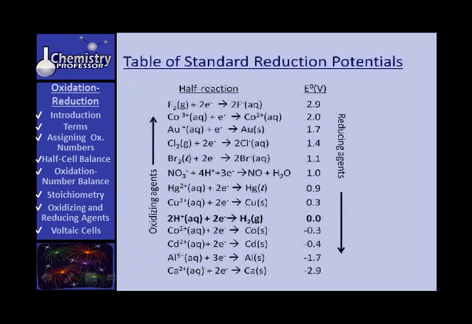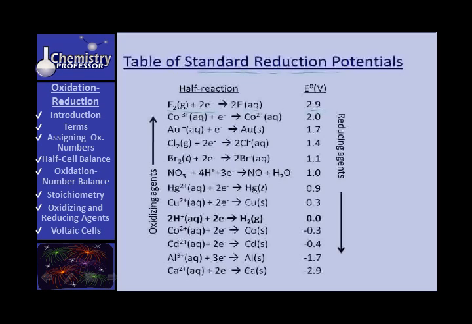Here is the table of standard reduction potentials. I greatly reduced the size of this table so I could get it on the screen and talk to you a little bit about it. It's written as standard reduction potentials, so things are written in order of their ability to gain electrons. And fluorine has the greatest tendency to gain electrons. It is, after all, the most electronegative element. And when fluorine gains electrons and becomes the fluoride ion in an aqueous media, it produces 2.9 volts.